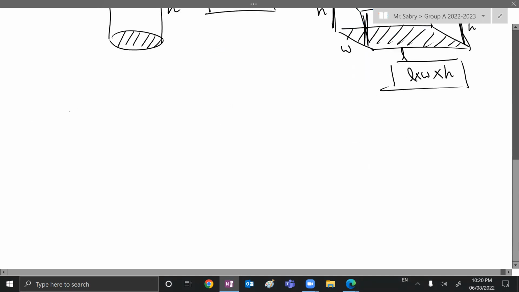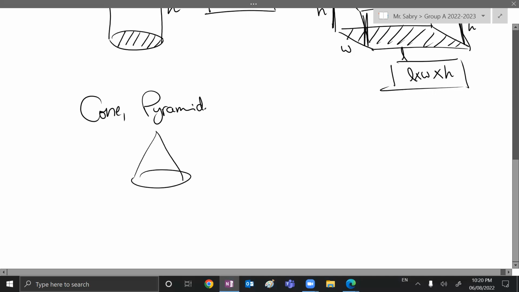Finally, if we're talking about volumes of shapes that have peaks, like for example the cone or the pyramid, these shapes are tricky because they have a base of a circle, but they do not continue till the end. They actually have a peak like this. Same thing for a pyramid. A pyramid could be based on a square, a triangle, or anything.